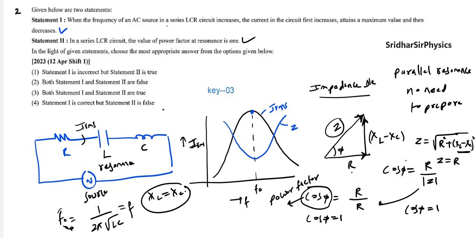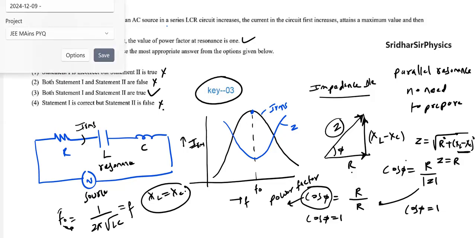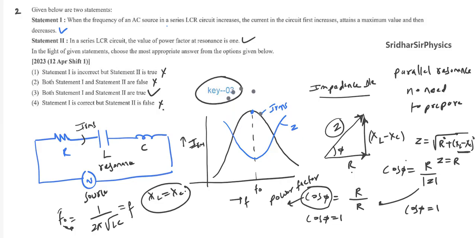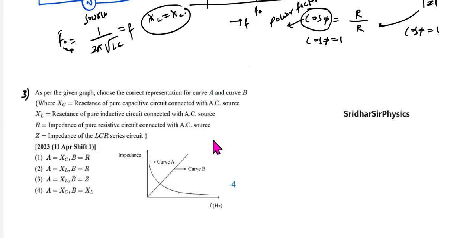So you look at the options, statement 1 is correct and statement 2 is correct. So A नहीं होगा, statement 1 and 2 are false. This is not there. तो यहाँ पे वो दोनों सही है. So we take option 3. We take the next question.